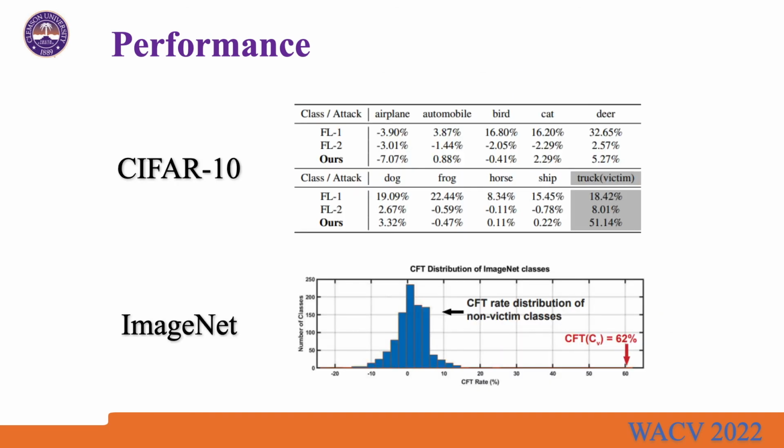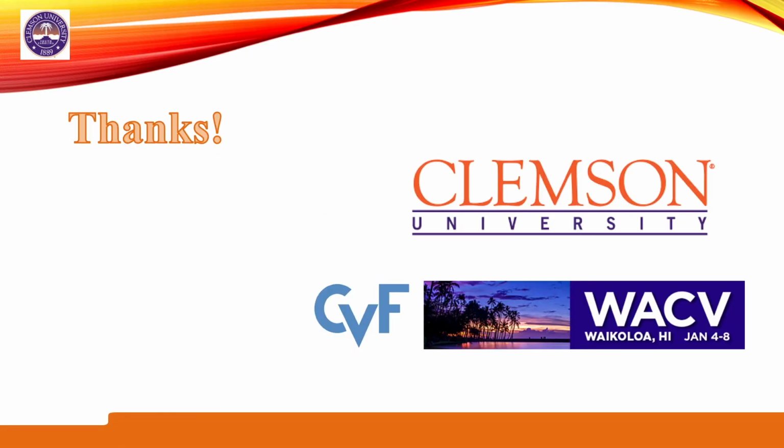For the COES attack, we use the change-from-target rate to measure the accuracy drop of the victim class. For both experiments, our attack achieved a high CFT rate on the victim class and maintained high accuracy on the non-victim classes. Please check our paper for more details.